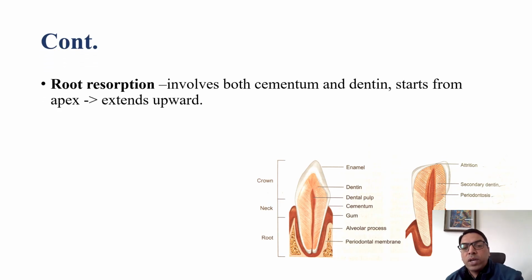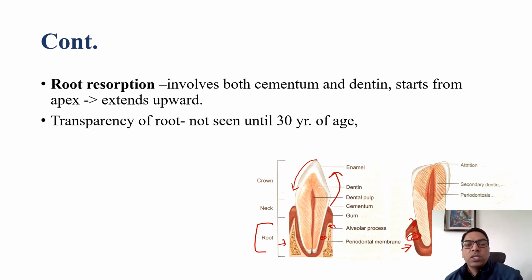Root resorption: if you look here, the bony part is almost completely absent on this side, and this alveolar process is no more existing here. The thickness of the gums has increased here. Root resorption involves both cementum and dentin. It starts from the apex and goes down, from here to this place.